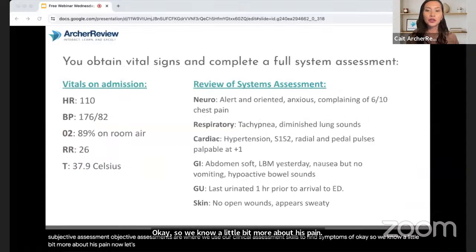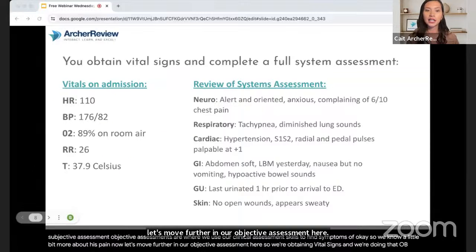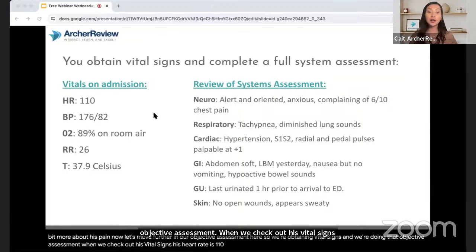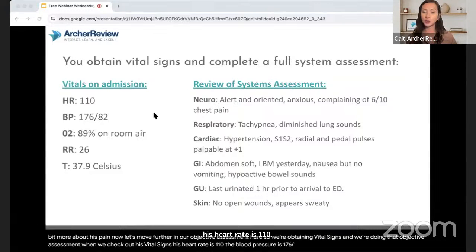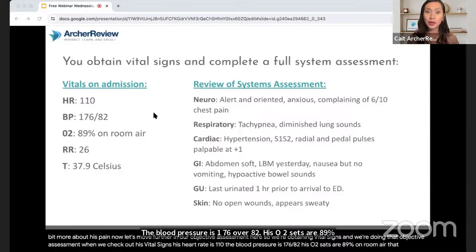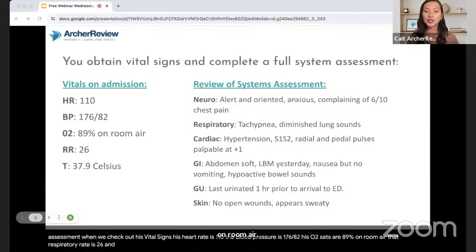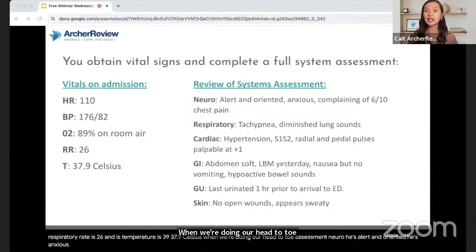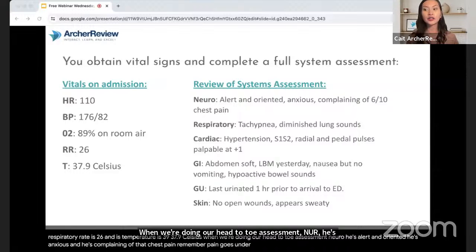Now, let's move further in our objective assessment here. So we're obtaining vital signs and we're doing that objective assessment. When we check out his vital signs, his heart rate is 110. The blood pressure is 176/82. His O2 sats are 89% on room air. That respiratory rate is 26, and his temperature is 37.9 Celsius. When we're doing our head-to-toe assessment, neuro, he's alert and oriented, he's anxious, and he's complaining of that chest pain. Remember, pain goes under your neuro assessment typically.